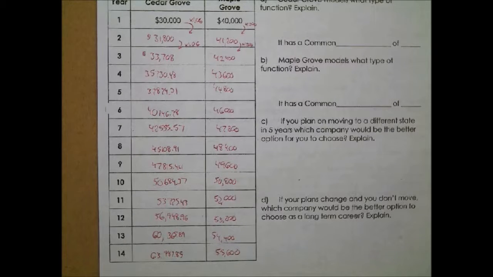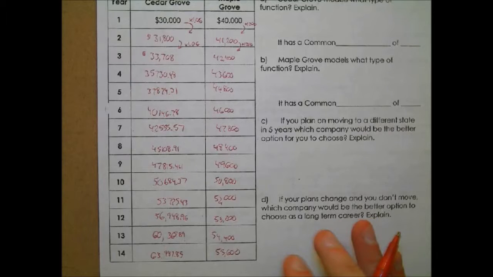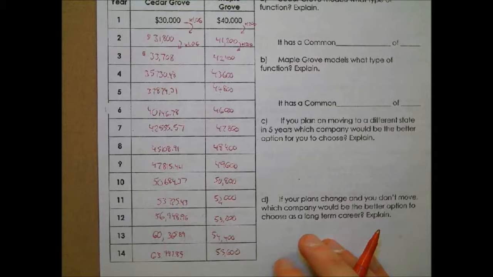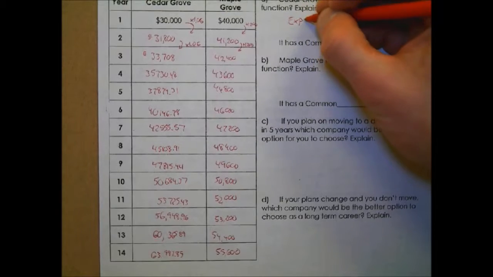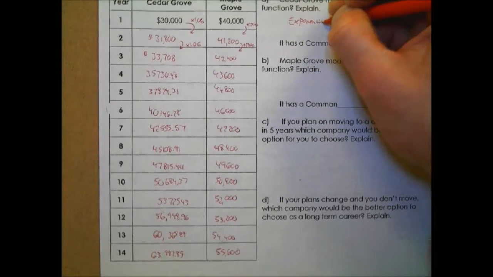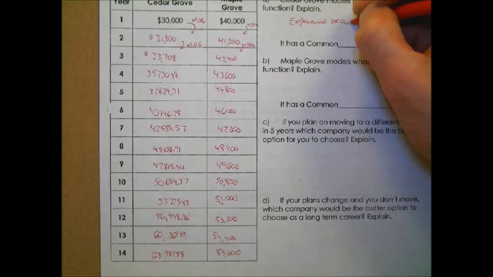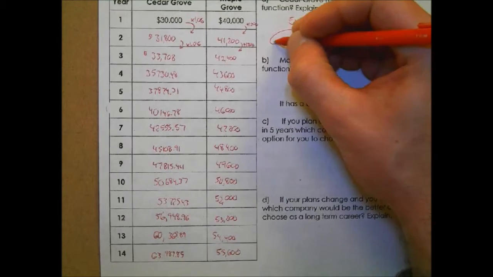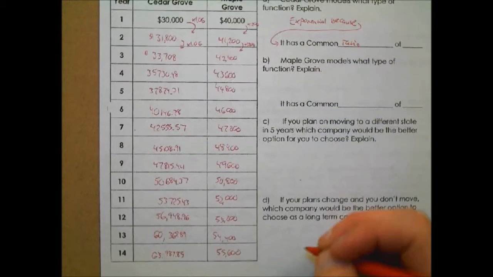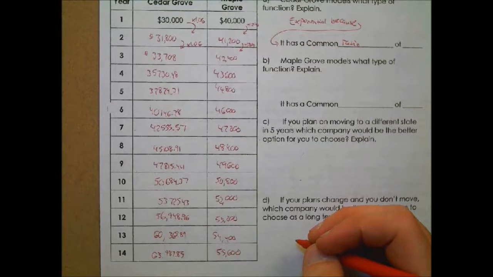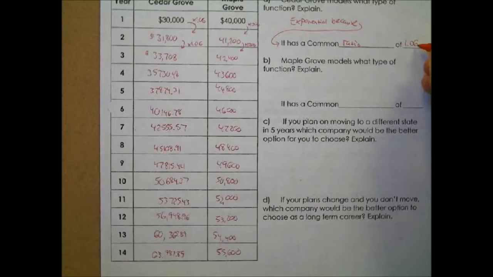All right, so Cedar Grove models what type of function? Is it exponential or is it linear for Cedar Grove? Exponential, because it has a common what? Ratio of what? What are we multiplying by every time? 1.06. Okay.